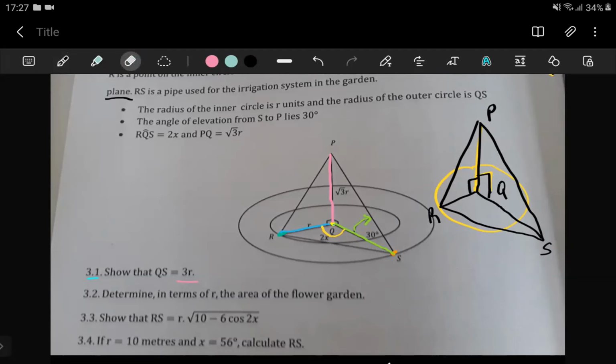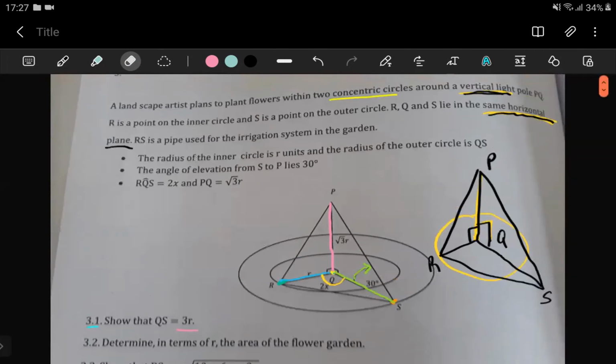So that's how you're going to identify which triangles, which one, so that you don't end up mixing them and thinking that they're together and everything. So for example, with something like 3.2, determine in terms of R the area of the flower garden.